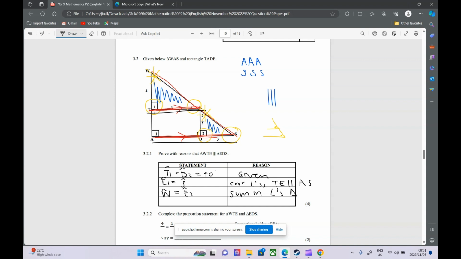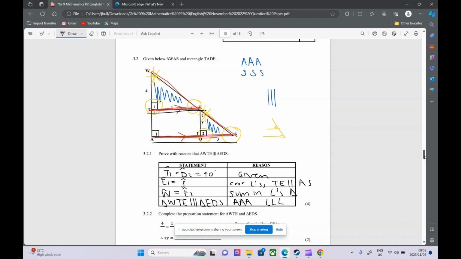Okay, then we're nearly there. So we've always got four things that we've got to write down for similar. We've got to prove the three angles are equal. And then the fourth thing is we're going to say, therefore we know that triangle WTE is similar to triangle EDS. And our reason is you can write it like this, angle, angle, angle, or you can draw it like this, angle, angle, angle. Okay, there's our 4 marks for that one.